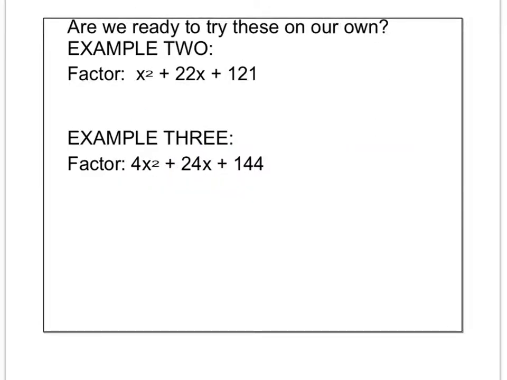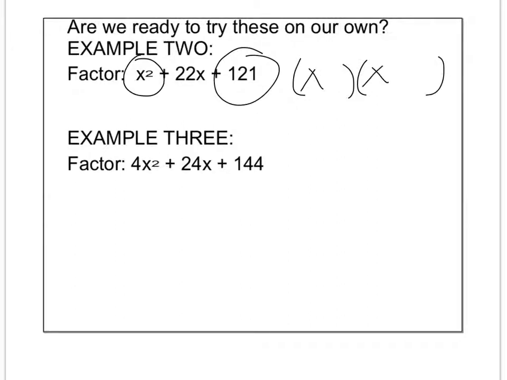All right, example 2. So we're going to first look at the first term and last term. One you have x squared, the other one's 121. I know that x times x is going to give us x squared. Then I look at that 121. So I ask myself, what times what is 121? This is just 11 times 11. So then, in between the x and the 11, I put a plus sign. Another way of writing this answer is just saying x plus 11 to the second power.